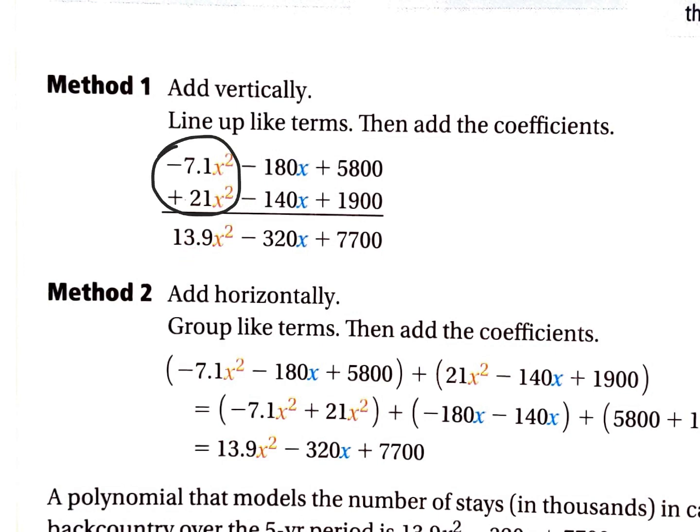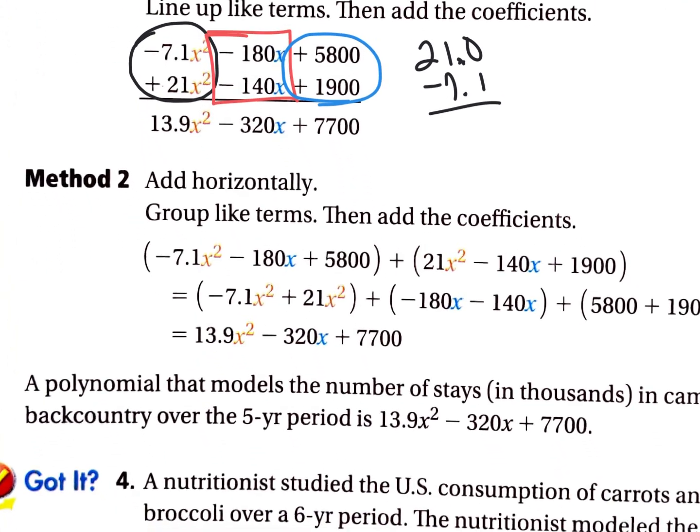So if we combine these together, negative 7.1x squared plus 21x squared would be 13.9x squared. Different signs, so we're subtracting those. And we could do it by hand if we need to. And then when you combine your x terms, that would be minus 320x. And then the constants would be plus 7,700. So that's one way of doing this.